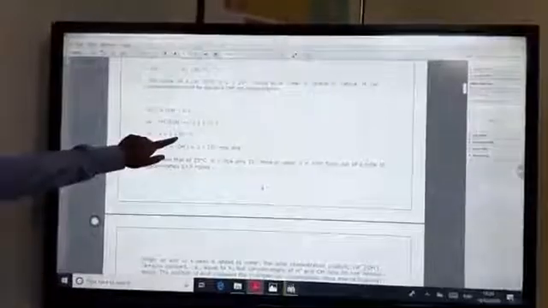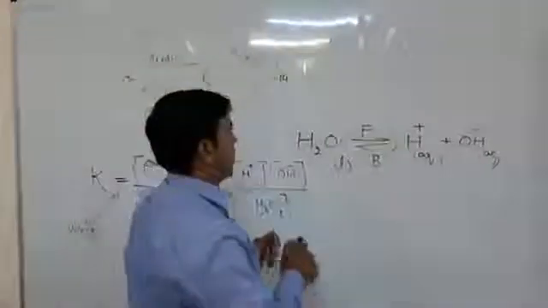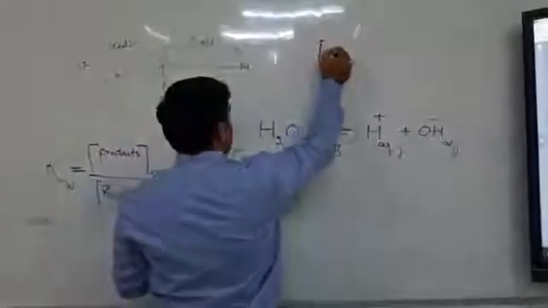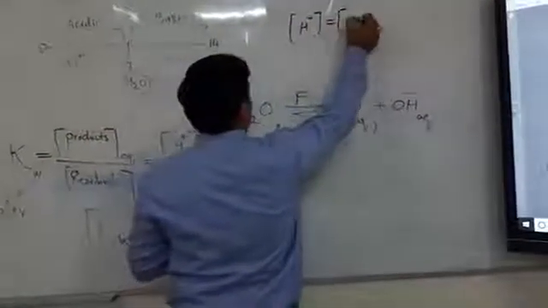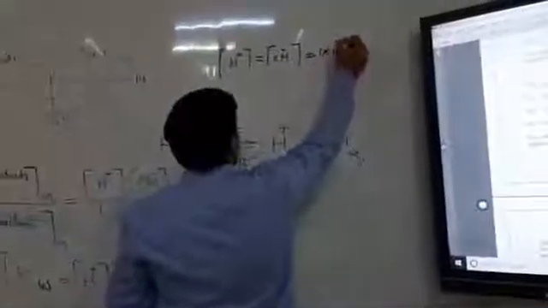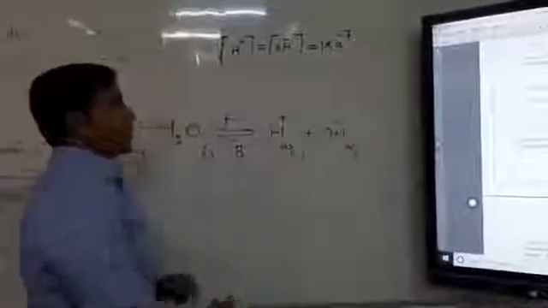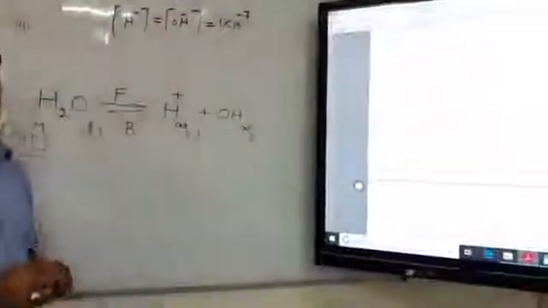The value we will take from the pH curve is 10 to the power minus 7, because here for hydrogen ion and for hydroxide ion, both are equal, [H+] is equal to [OH-], and the value is 1 times 10 to the power minus 7. Because both concentrations are equal, we can write the same value.